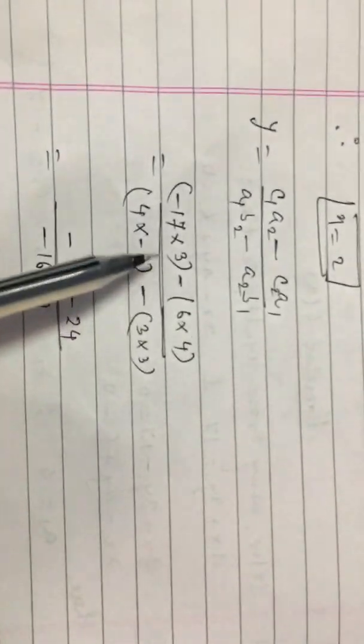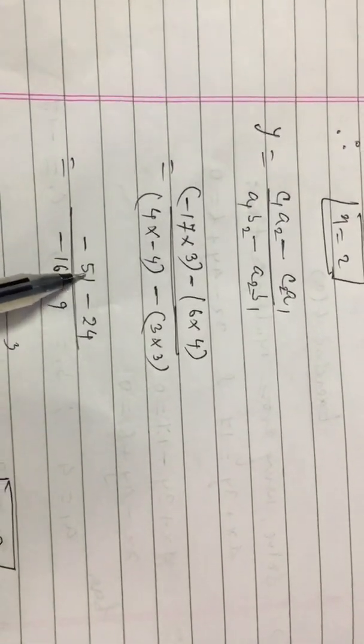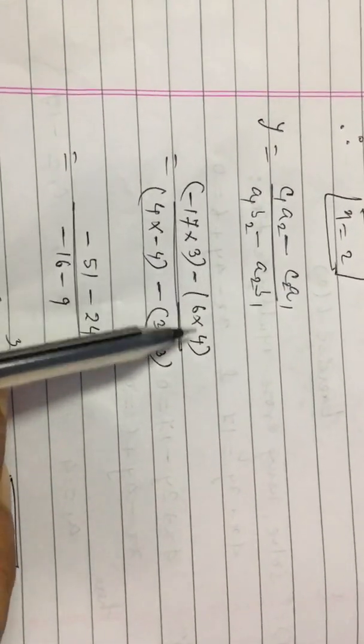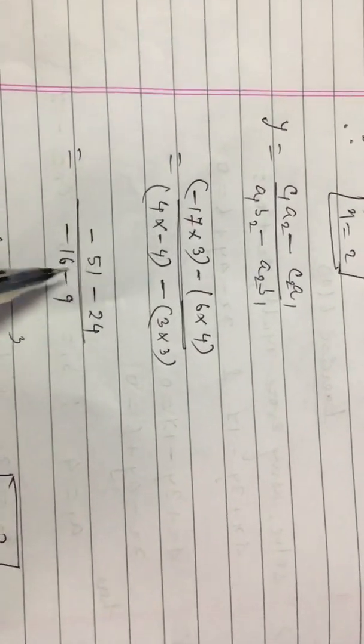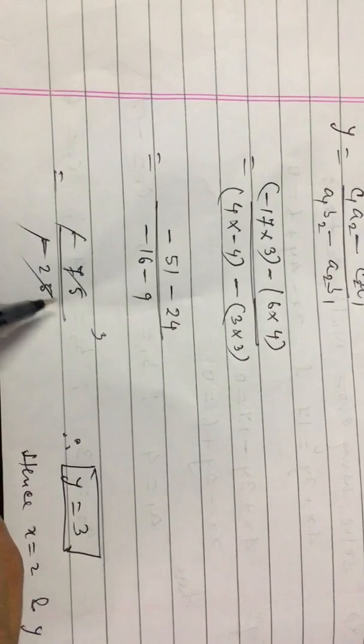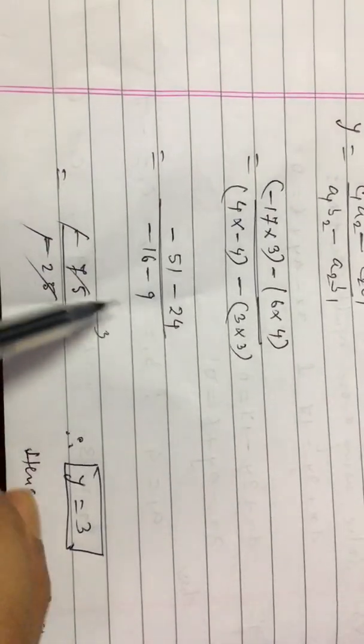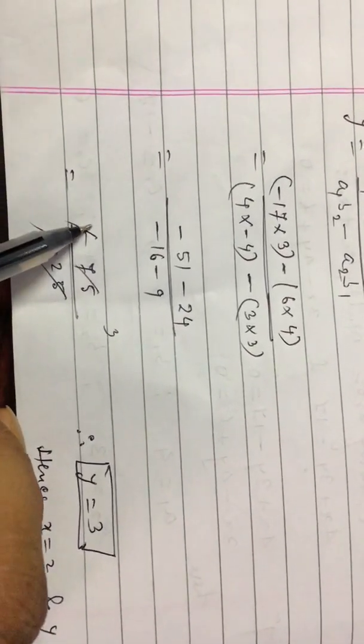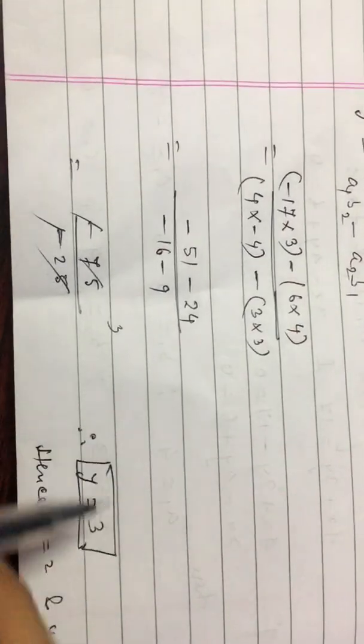Now simplify it. 17 3s are 51, minus sign. Minus 6 4s are 24. 4 4s are minus 16. 3 3s are 9. Minus 16 and minus 9, minus 25. Minus 51 and minus 24, minus 75. These two minuses cancel and 25 3s are 75. Hence y is equal to 3.